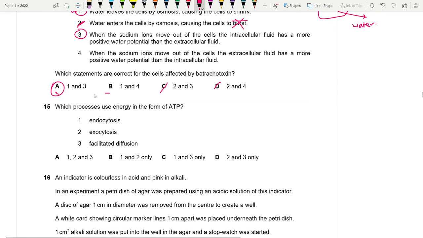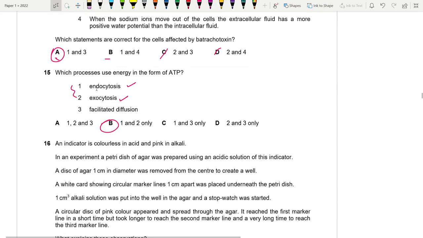Which process uses energy, ATP? Endocytosis, exocytosis. These are active processes, 1 and 2. Facilitated diffusion is passive.